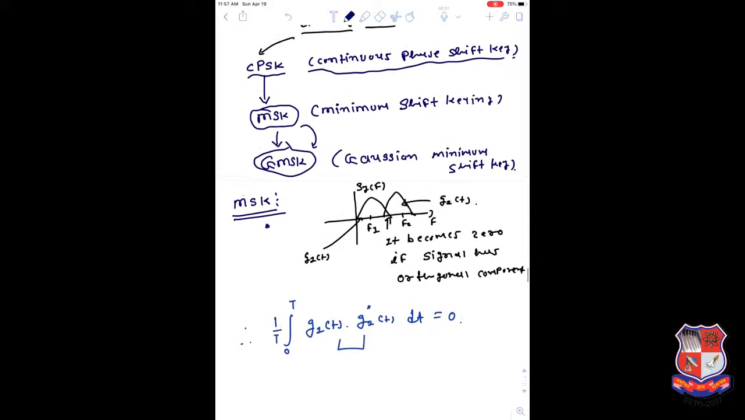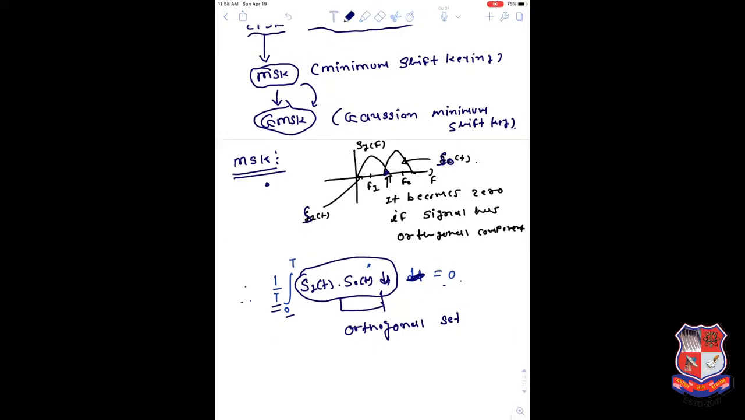The main concern over here: if these are two carriers, this is one symbol, let's say G1 of t and G2 of t. You can even consider this one as S1 of t and this as S0 of t. If they are orthogonal, the condition for orthogonality is that for one time period 0 to T, the multiplication or dot product of your two signals S1 of t and S0 of t conjugate should be 0. If this condition is satisfied, this set is known as orthogonal. So for an orthogonal set, if they combine somewhere, they will produce a 0 outcome, right? So this part becomes null if the signals are orthogonal.